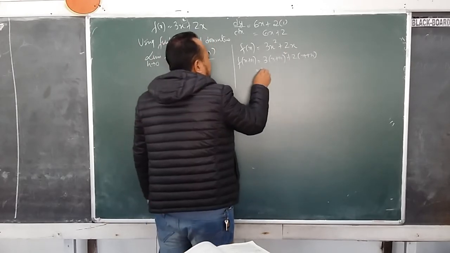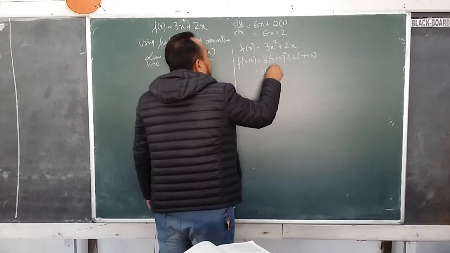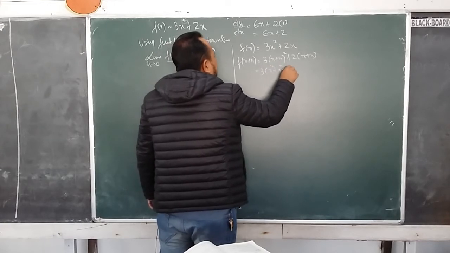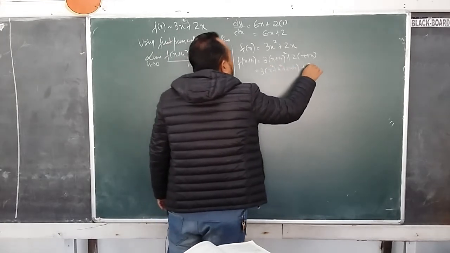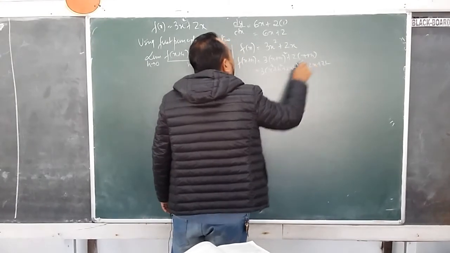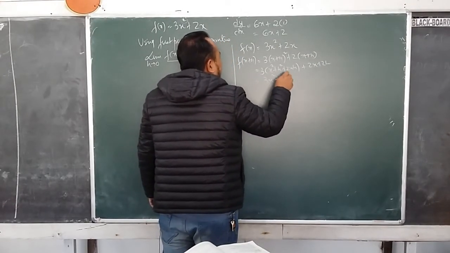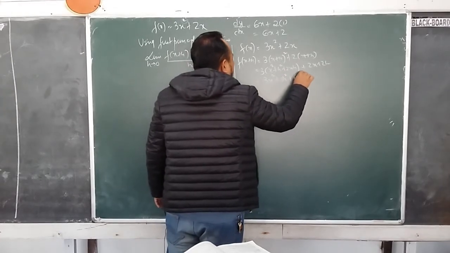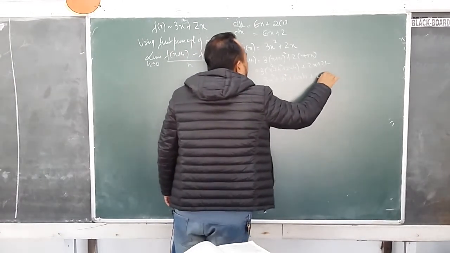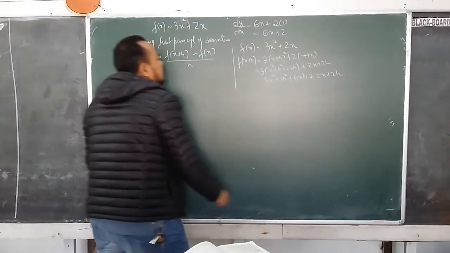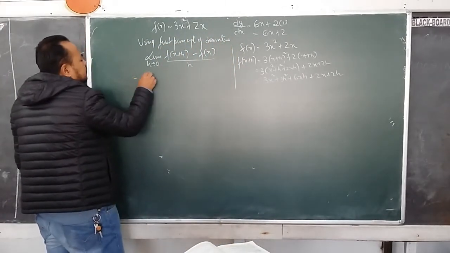So what do you get? 3 a plus b whole square, so a square plus b square plus 2ab, plus 2x plus 2h. So you get 3x square plus 3h square plus 3 twos are 6xh plus 2x plus 2h. So this is what you get. Now you simply put the value.